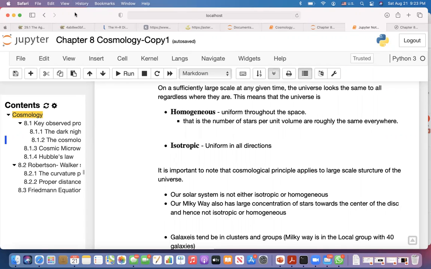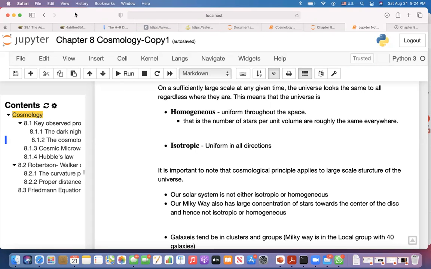Now, if you actually think about this principle, the universe is homogeneous and isotropic, it is very important that you apply this principle to the large scale structure of the universe, right? Otherwise, you will get into a lot of questions, because let's just consider our solar system itself. Now, is our solar system homogeneous and isotropic? So it is not, right?